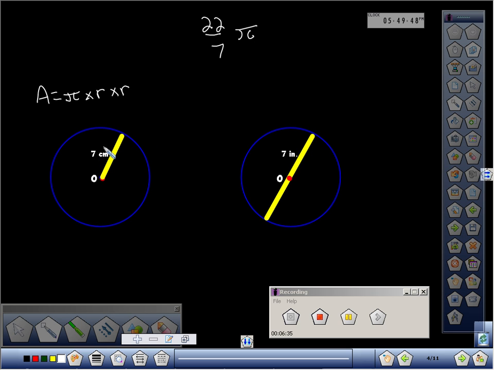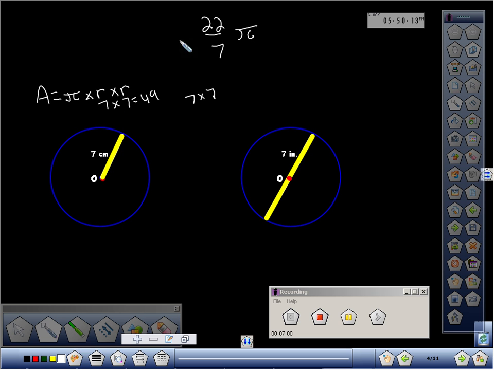So in this one we have 7 centimeters. They gave us the actual radius. We love it when they do that. So we're going to take 7 times 7. That would be this part, 7 times 7, which is 49. So we're going to put equals 49. Go ahead and put your times sign in there.